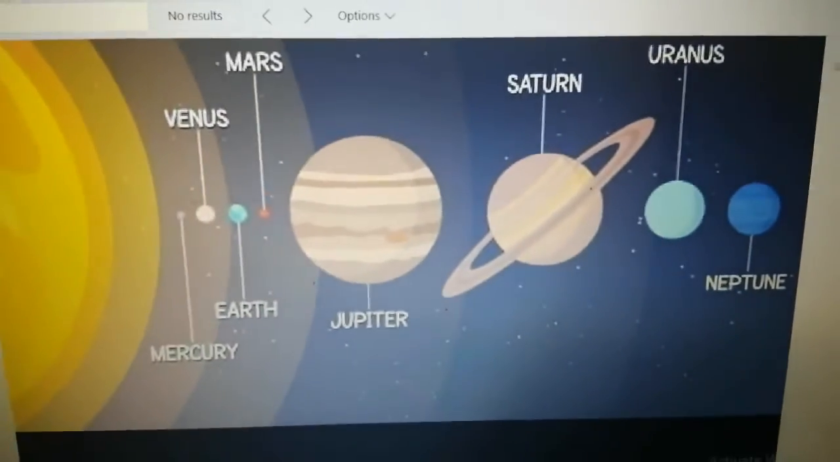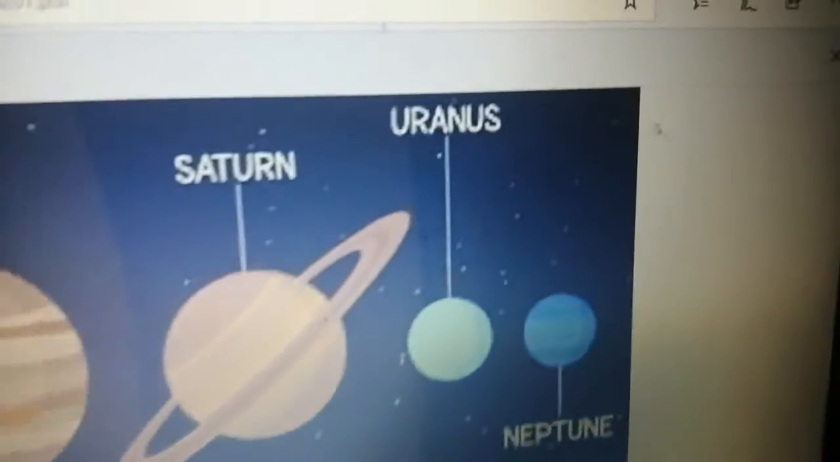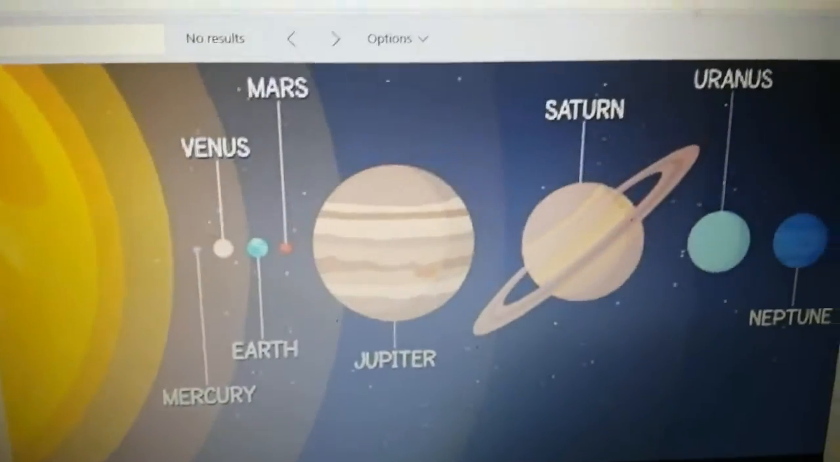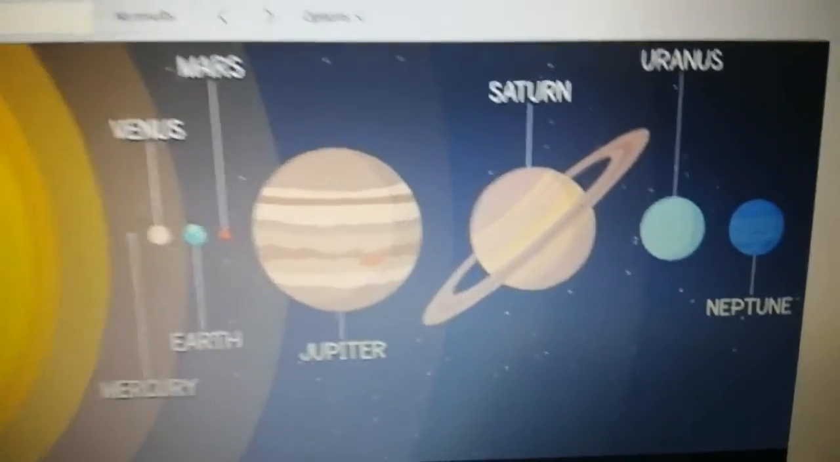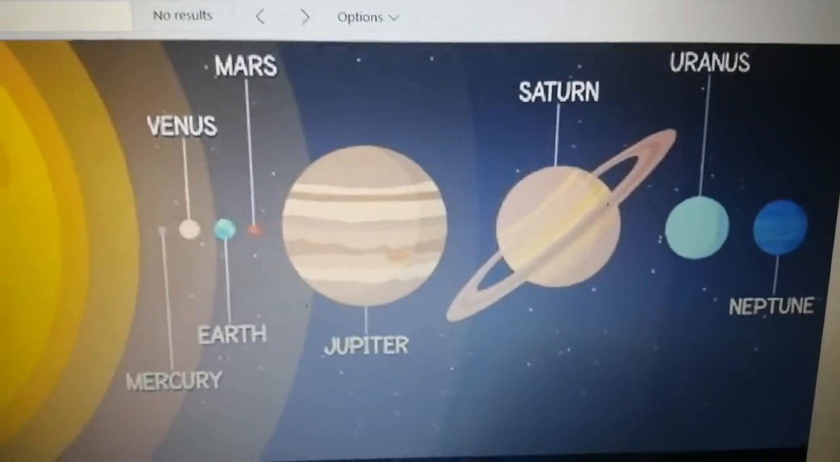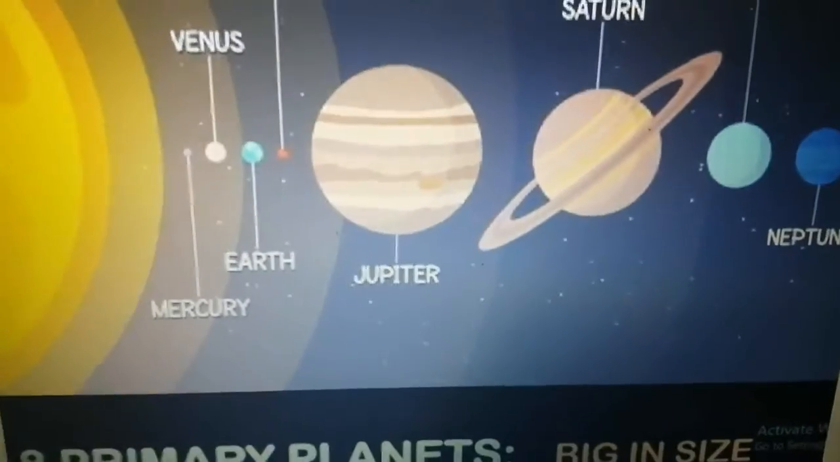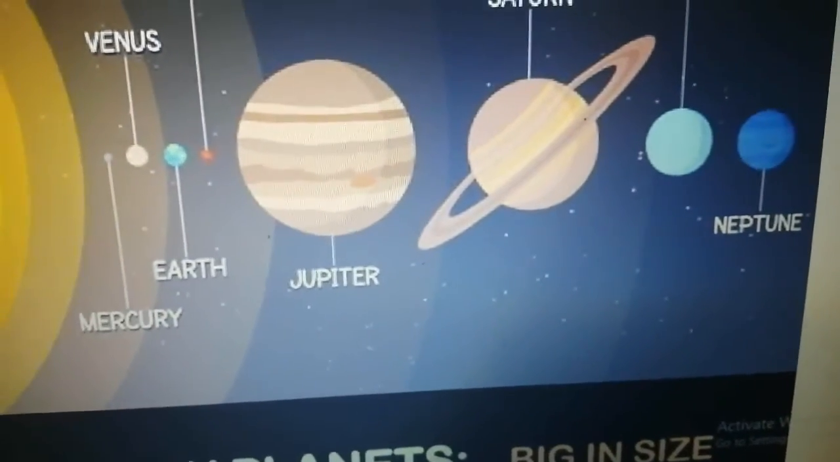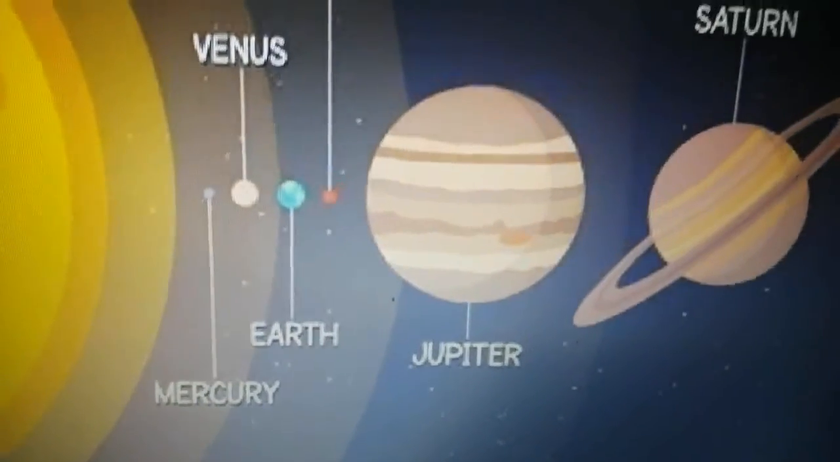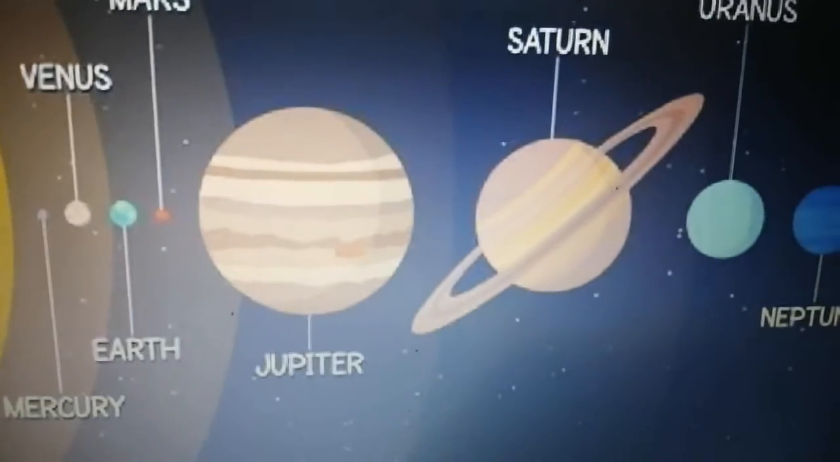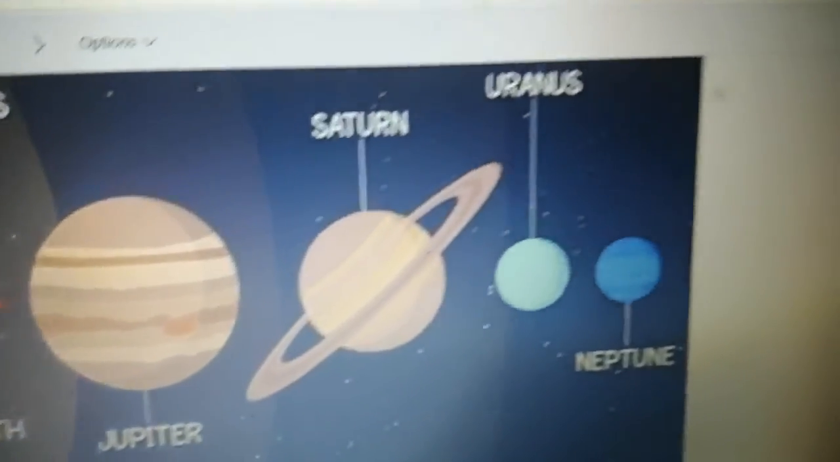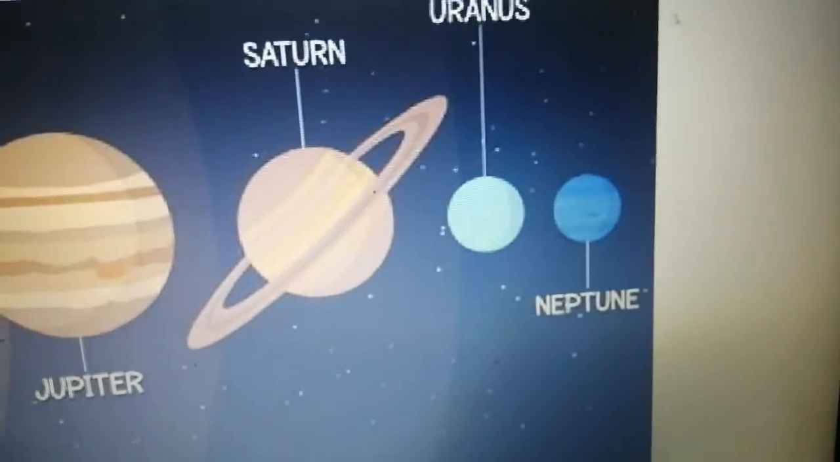Now please remember the pronunciation of Uranus. You will hear many people pronouncing it incorrectly, but the correct pronunciation is the one I just used. Let's repeat the names of all the 8 planets: Mercury, Venus, Earth, Mars, Jupiter, Saturn, Uranus, and Neptune.